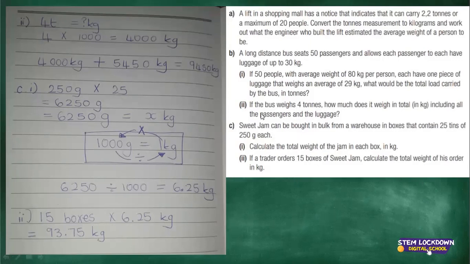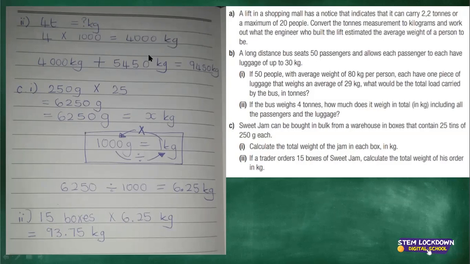Question 2: if the bus weighs 4 tons, how much does it weigh in total, including all the passengers and the luggage? So right now we will incorporate the weight of the bus plus the weight of the passengers and the bags. They want us to answer this in kilograms, so we convert the 4 tons to kilograms. From tons to kilograms, we multiply by 1,000. 4 multiplied by 1,000 is equal to 4,000 kilograms.